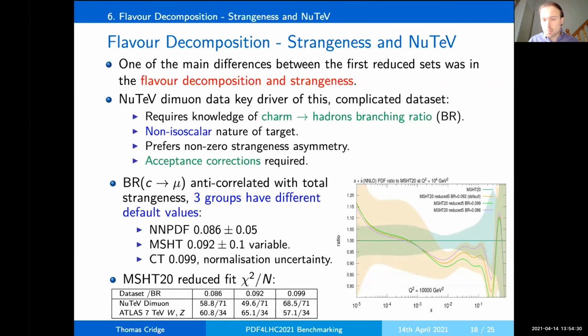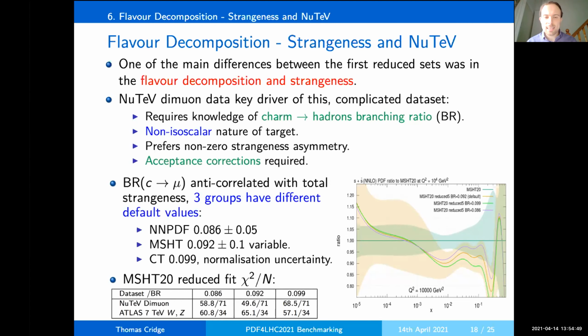The one that's of particular relevance is this charm to hadrons branching ratio, and that's because, as you can see in the plot in the bottom right, essentially it's anti-correlated with total strangeness. A larger branching ratio here means that to fit the same dimuon data, you need a smaller total strangeness. The three different groups have different values for this branching ratio, and that's therefore going to have a knock-on effect for the strangeness for the reduced fits.